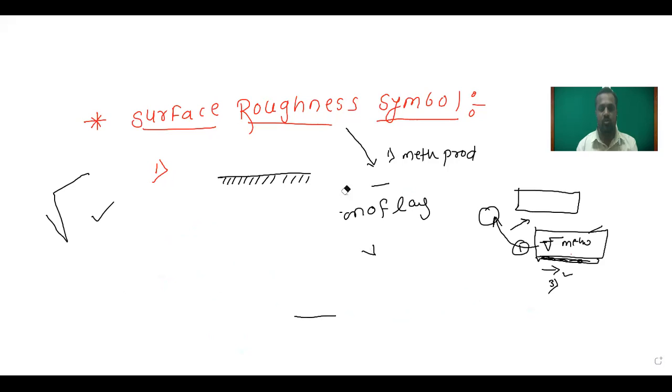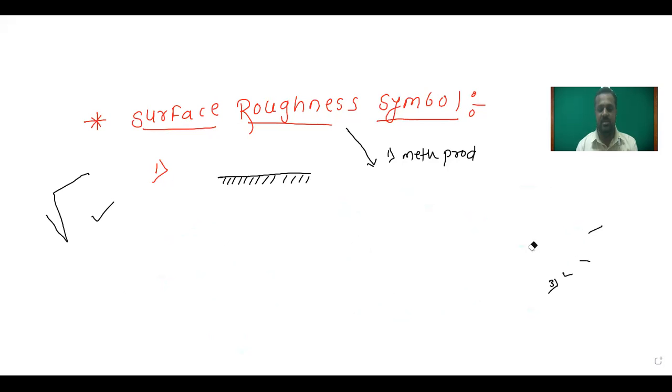Okay, now we move toward the surface roughness symbol. So this is the basic introduction. Okay, now see the surface roughness symbol. Again, there are three basic symbols out there.